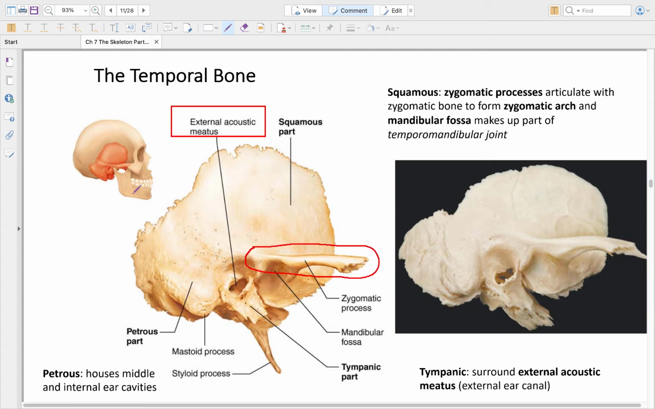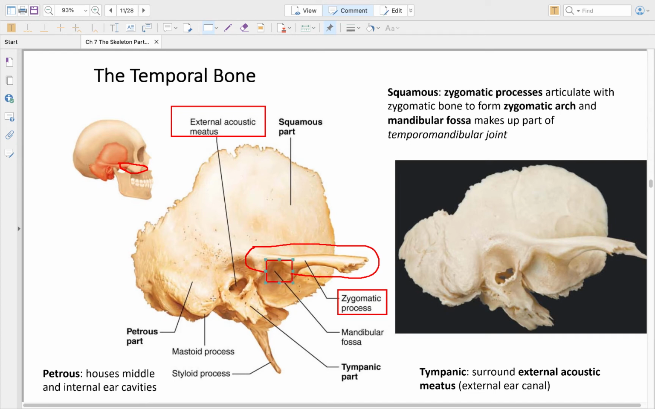Okay, this helps make up your cheekbone. Well, it's going to connect to your cheekbone, and so we call it the zygomatic process. Okay, now right where your mandible, which is the bottom part of your jaw, connects, we have a fossa right there. See that little circle?